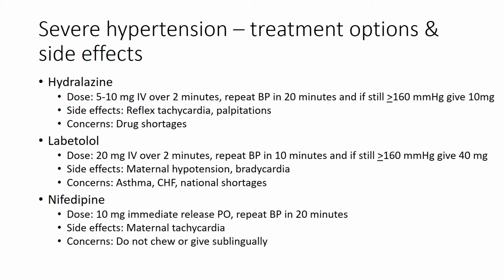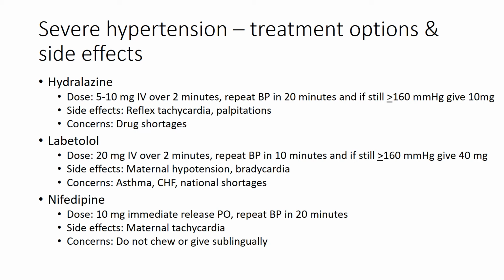There are 3 primary medications that are recommended for use in controlling severe hypertension during pregnancy. The first is hydralazine, a vasodilator. The initial dose is 5 to 10 milligrams, given IV over 2 minutes. If the blood pressure is just over the threshold, 5 milligrams may be used. But if the systolic blood pressure is significantly above 160, then you may want to start with a 10 milligram dose. The blood pressure should be repeated in 20 minutes, and if still found to be high, then another dose of 10 milligrams should be given. Reflex tachycardia and palpitations are common side effects.